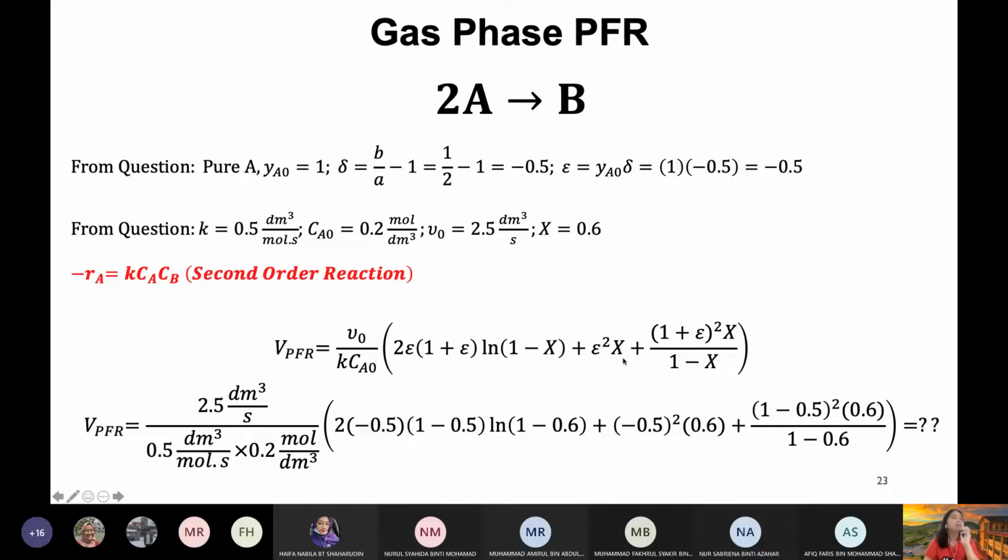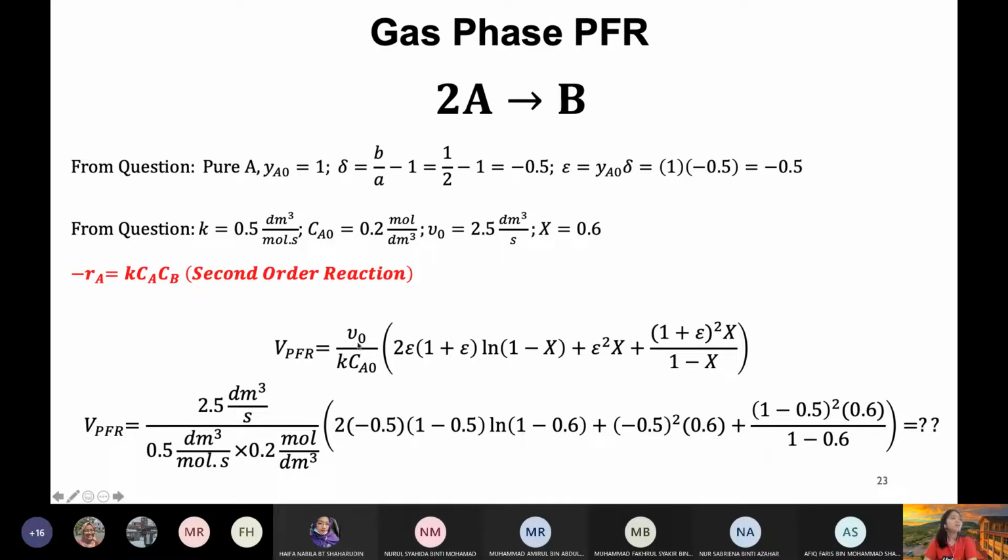So next step, dia kan nak cari volume. So nak cari volume, belah kiri is what we want to find. Means yang belah kanan kesemuanya mesti ada nilai. Kalau tak ada nilai, you cannot solve the equation. So kamu cari one by one information itu.